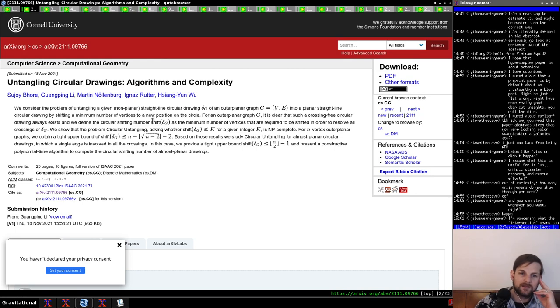Untangling circular drawings, algorithms, and complexity. Yeah, I was interested in this one. Untangling circular drawings. What does that mean? What is a circular drawing?